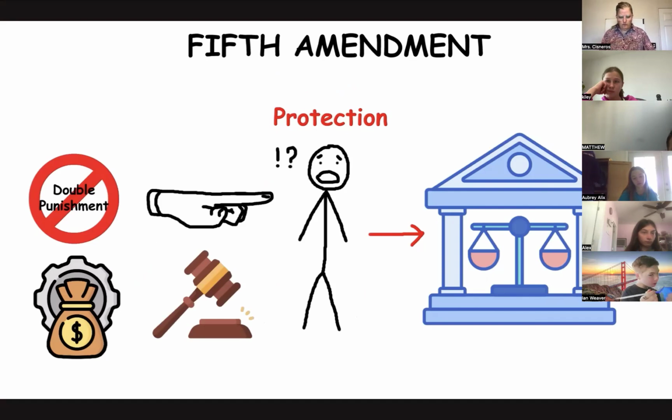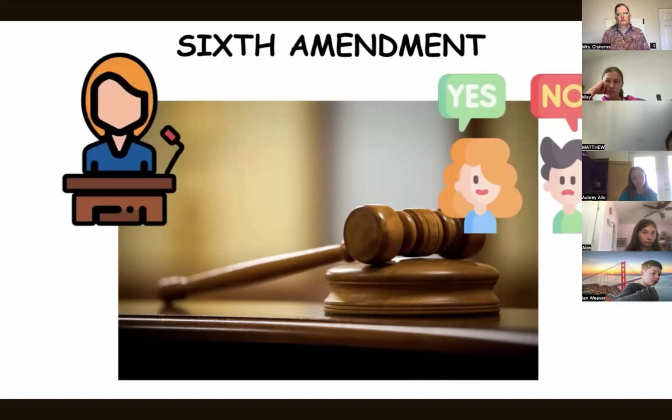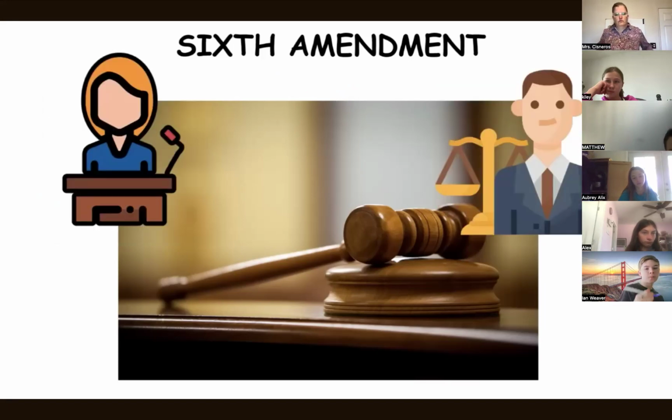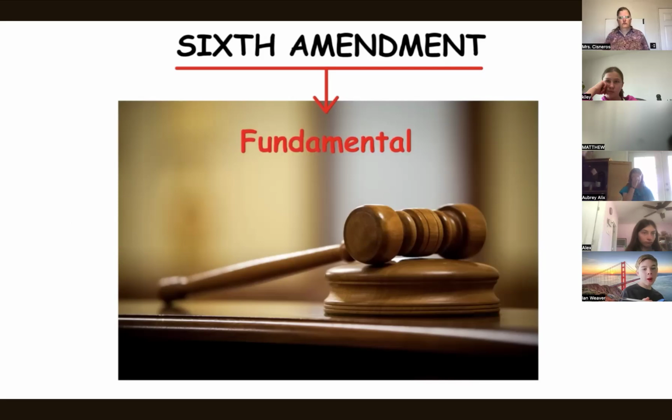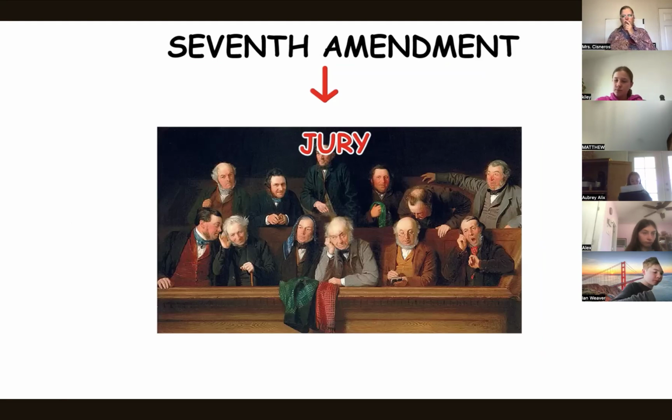Sixth Amendment ensures the right to a fair and speedy trial, the right to know the charges, confront accusers, obtain witnesses in defense, and have legal representation. This amendment is fundamental to the justice system, guaranteeing a fair legal process for criminal defendants. Seventh Amendment guarantees the right to a jury trial in civil cases involving disputes over property or money, preserving the role of juries in the legal system.